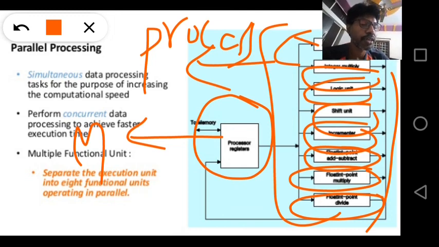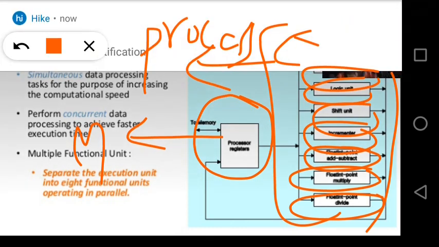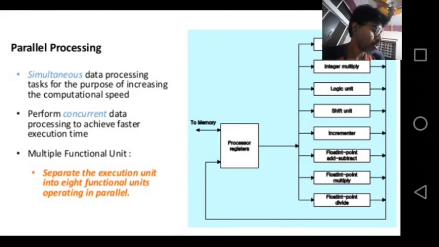So if some company designs a processor and says that my processor is much faster than any state of the art processor, the only test it has to go through is how effectively it can perform floating point arithmetic, that is floating point addition, subtraction, multiplication, and division. So we perform concurrent data processing to achieve faster execution, and we have to employ multiple functional units like this.